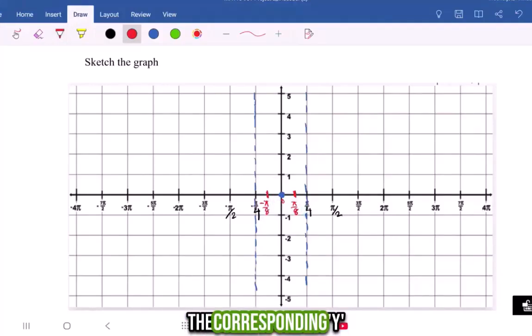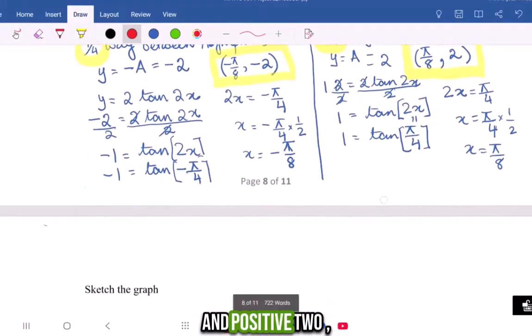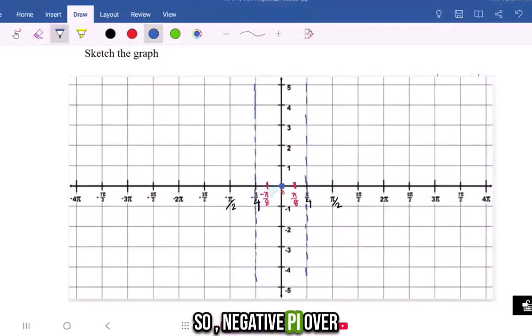What were the corresponding y values? Negative 2 and positive 2, correct? So negative pi over 8 comma negative 2, let's mark it here. And positive pi over 8 and positive 2 will be right here.